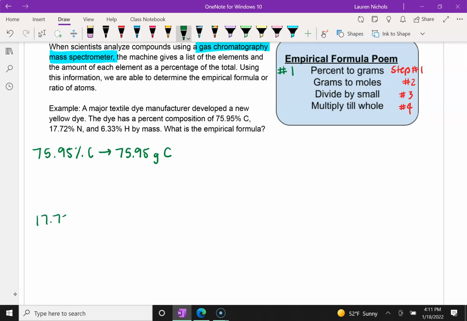So 17.72% nitrogen will be 17.72 grams of nitrogen.